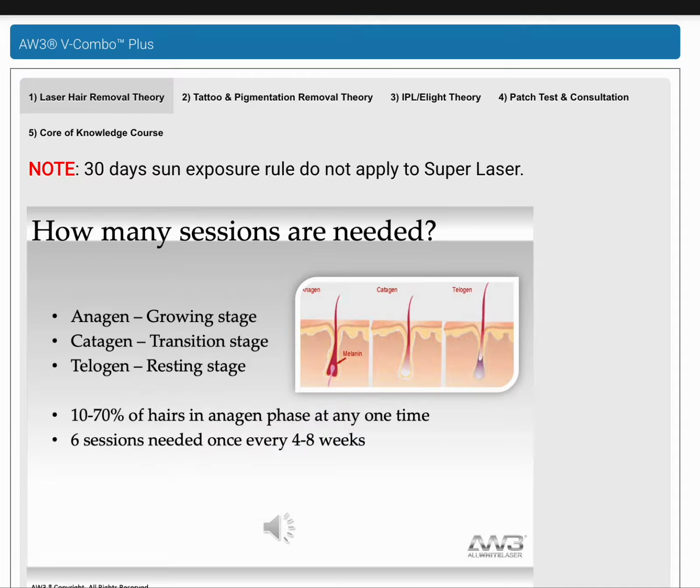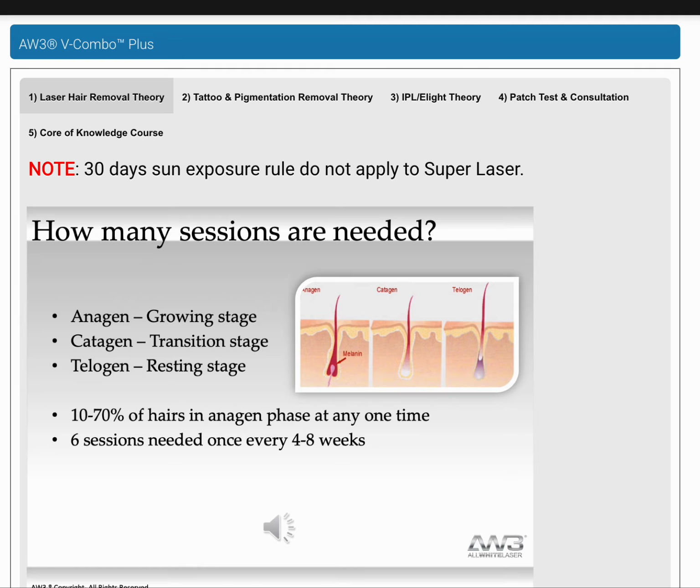How many sessions are needed in order to achieve permanent hair reduction? To answer this question, we need to discuss the hair growth cycle. There are 3 stages of hair growth. Firstly, the anagen stage, which is the growing stage, the catagen stage, which is the transition stage, and the telogen stage, which is where it is resting.